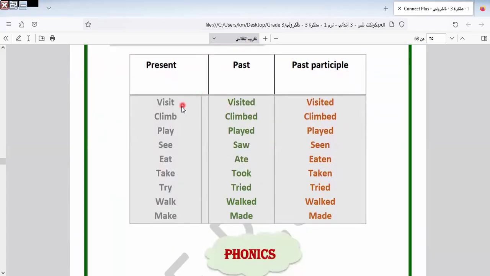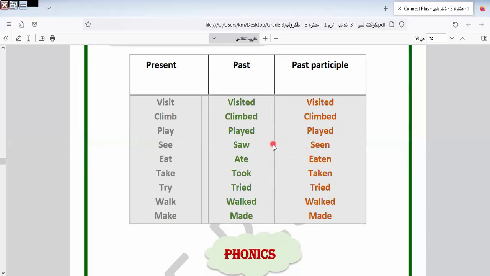Here we have visit. The past is visited, and the past participle is visited. Here we have some regular verbs adding ed only, and others that are irregular and change completely. As we told you before in grade 3 and grade 2, when we took past simple and past participle, we must keep the irregular verbs very well. Why? Because you have a past simple and a past participle, and we must keep them.